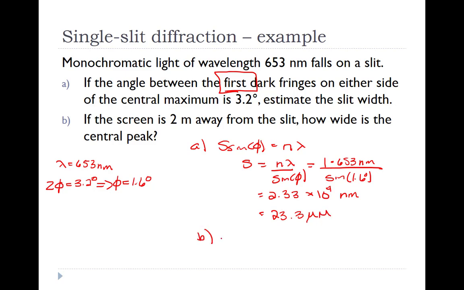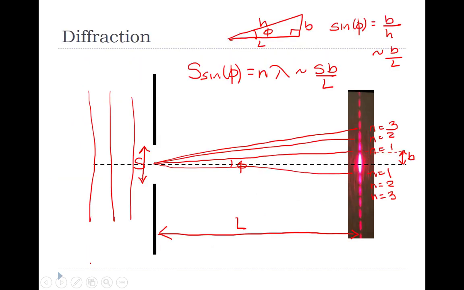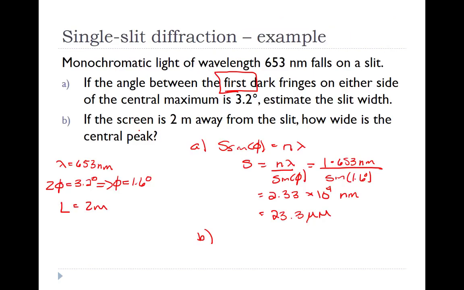which is not unreasonable. For part B, it says if the screen is 2 meters away, so it's giving us L, how wide is the central peak? So this part is asking for what is B, and it wants to know the width of the entire peak. And again, if you look at our definition, B goes from the central line to one side, so we would need to multiply our result by 2 in the end.